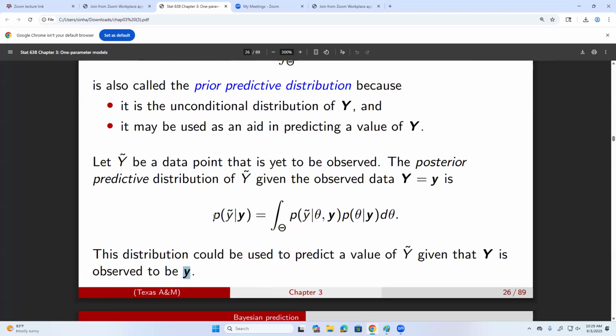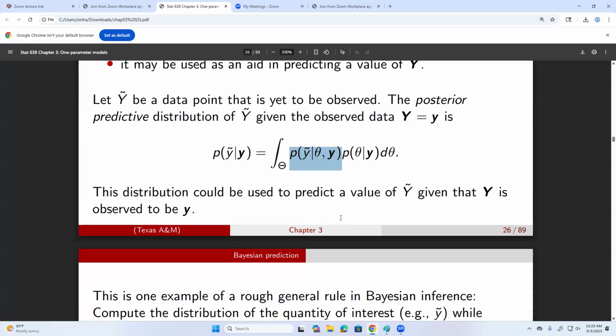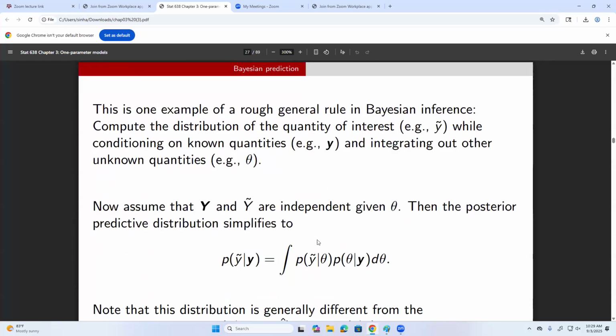Now, when we wrote the posterior predictive distribution, we kept this formula very general, conditional on theta and y. But often what happens, conditional on theta, any data does not depend on the previous data. Therefore, the formula reduces to this form: P of y tilde given theta times P theta given y, and you integrate over theta.